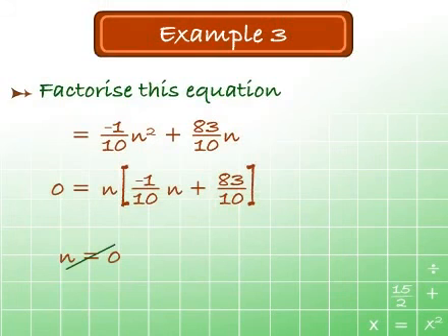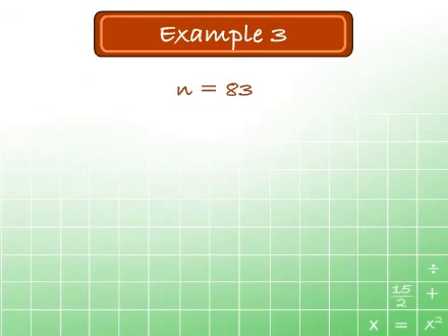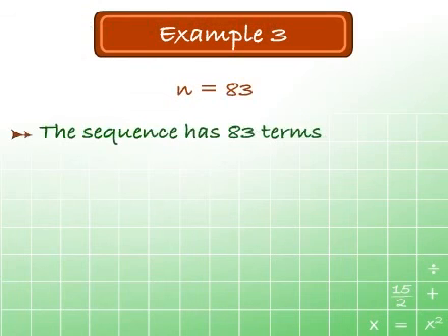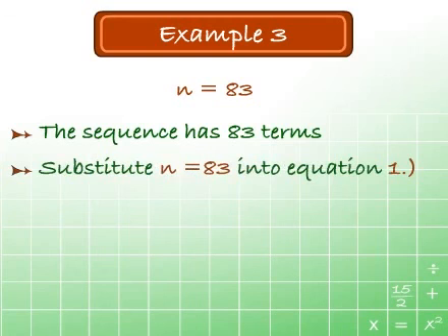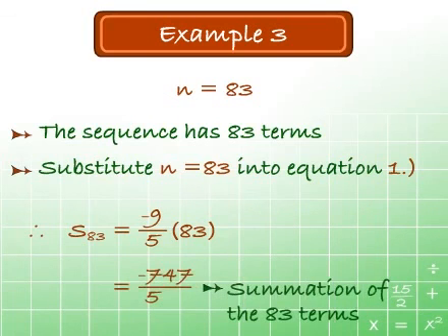We must of course reject this answer, as we can see that there are more than 0 terms in this sequence, and n could also equal 83. So we know that this arithmetic sequence contains 83 terms. We now substitute n equals 83 into equation 1. So S83 is equal to minus 9 over 5 times 83, which is equal to minus 747 over 5, which is the summation of the 83 terms in this arithmetic sequence.